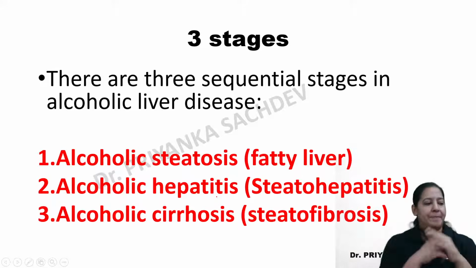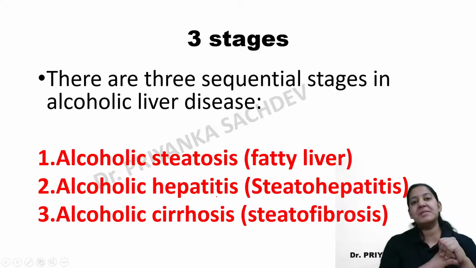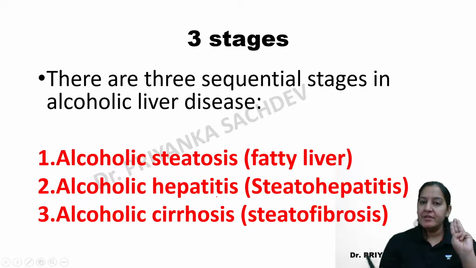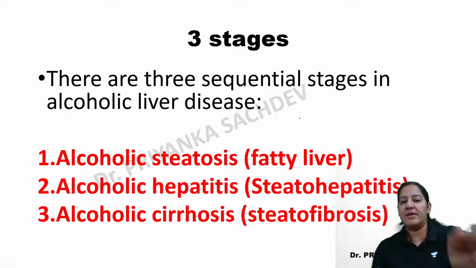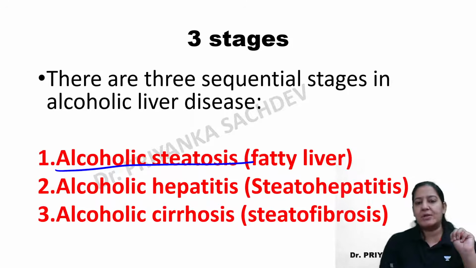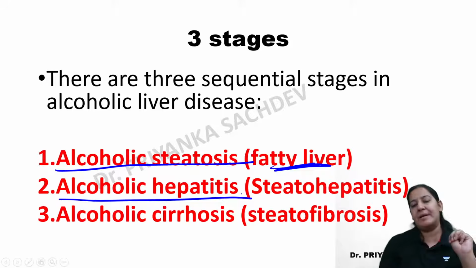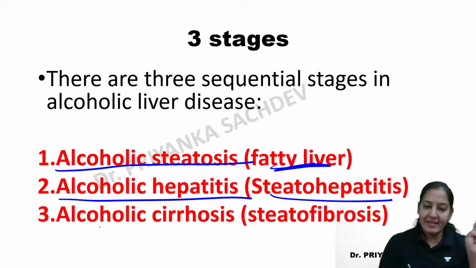Now let's come to the histopathology of cirrhosis, which is important. ये तो pathogenesis हुआ. After pathogenesis, coming to the histopathology of alcoholic cirrhosis. In alcoholic cirrhosis, there are three stages. First, alcoholic steatosis will happen. That is known as fatty liver. Then alcoholic hepatitis will happen. That is known as steatohepatitis. And then alcoholic cirrhosis will happen. So there are three stages.